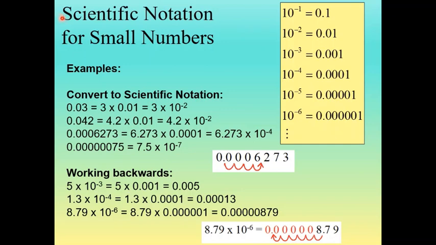So the previous slide dealt with scientific notation for large numbers. We can do the same thing for small numbers. And here again, we're going to use powers of 10, but notice here the powers of 10 are negative. So 10 to the negative 1, remember a negative exponent is the same as a reciprocal, meaning this is 1 over 10 to the first power, which is 1/10 or 0.1. 10 to the minus 2 is 1 over 10 squared, which is 1/100th or 0.01. 10 to the minus third is 1 over 1,000 or 0.001.